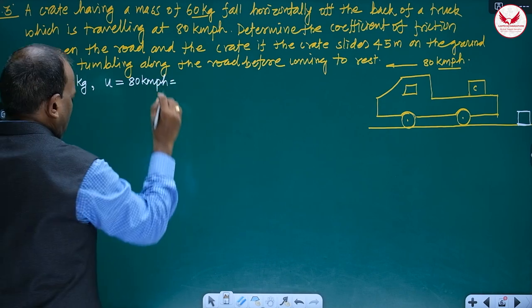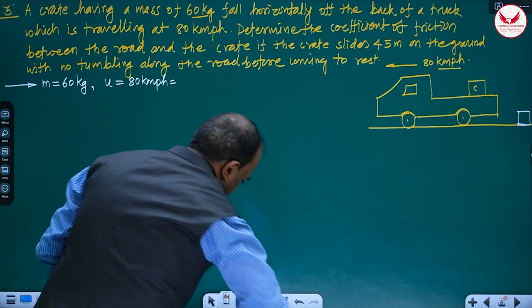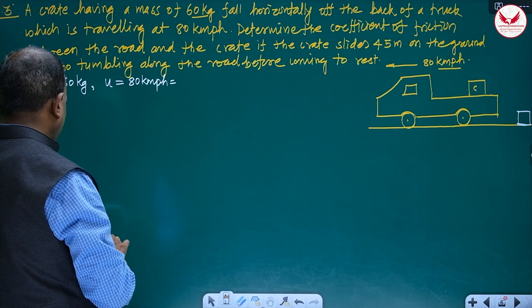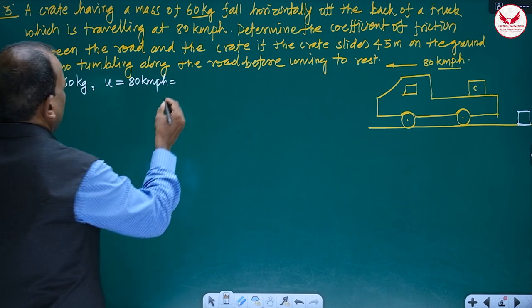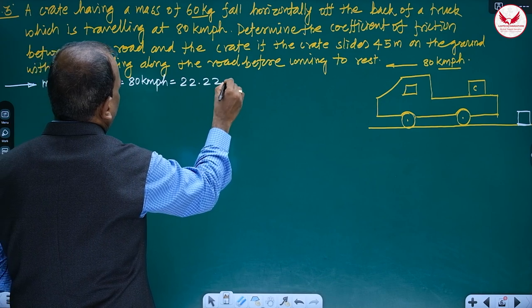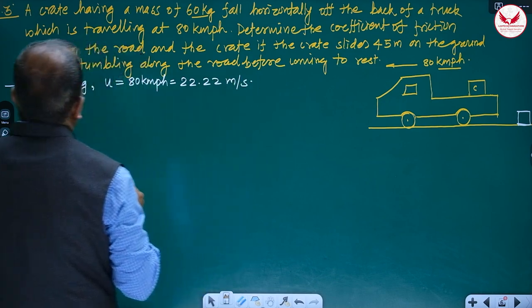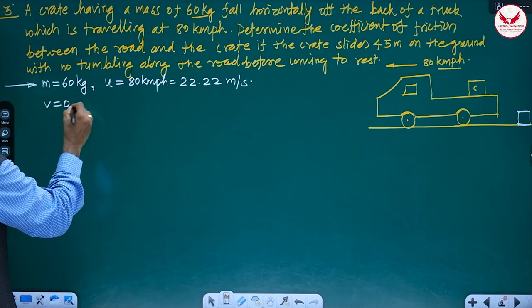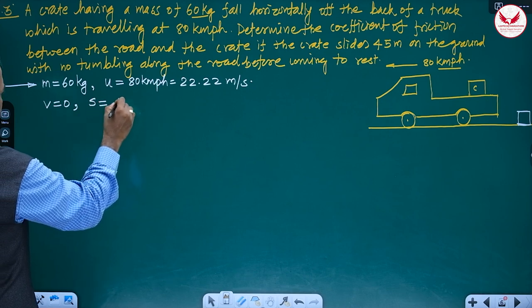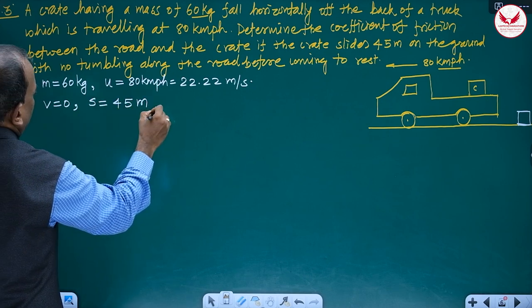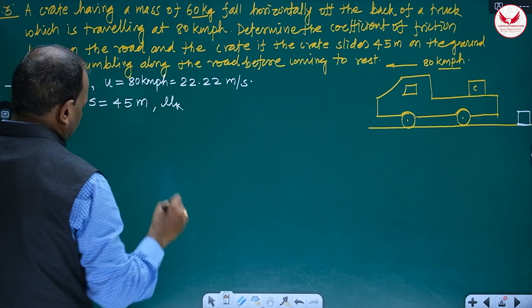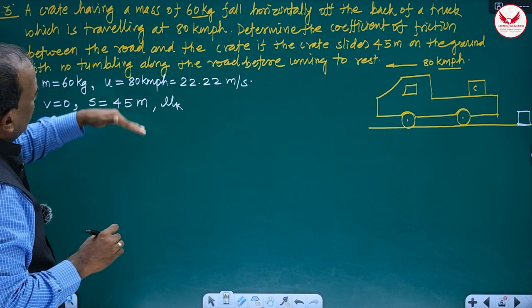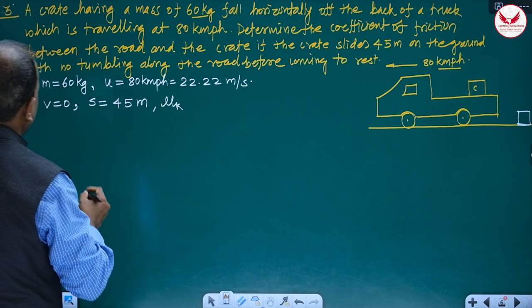And 80 kmph means what? In terms of meters per second, it is going to be 80 divided by 3.6. Directly, you will get 22.22 meters per second, the conversion. And finally, it will come to rest, means V is 0 and S or X is 45 meters and we have to calculate mu k.